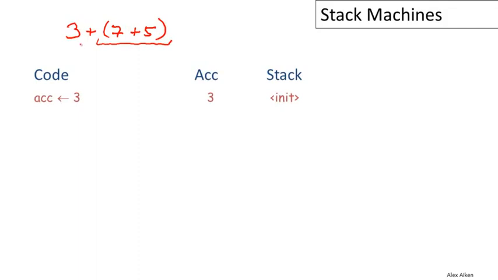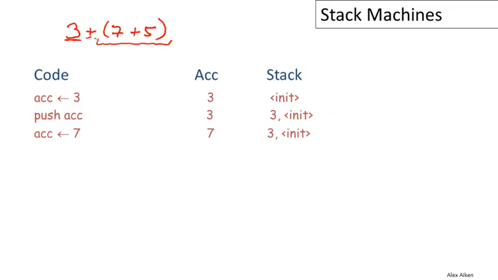So the first thing that's going to happen, we're evaluating the outer plus. We're going to evaluate the first argument of that plus. That's just the constant 3, so that will get loaded into the accumulator. Okay, that's the result of evaluating 3. And now, because it's the first argument to the plus, we have to save it for when we get around to evaluating the addition itself, so that result gets pushed onto the stack.